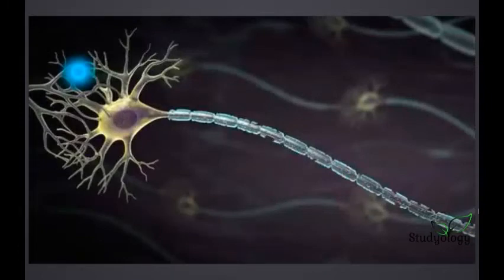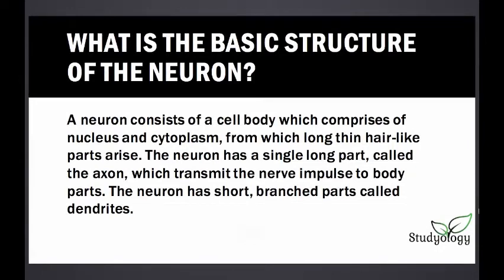So, this is a picture of a basic neuron. There are many types of neurons, but you don't have to learn about that now in school times. That should be learned a little later. So, this is the basic structure of how a neuron looks. Let's move on.